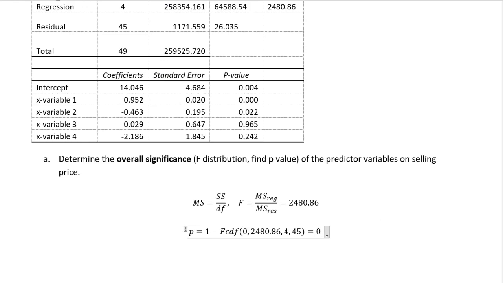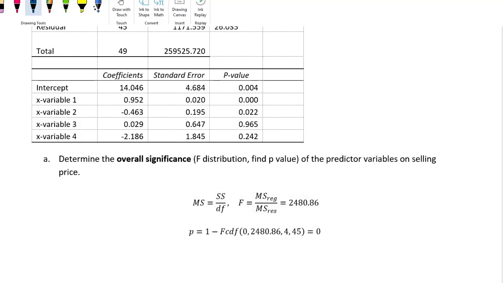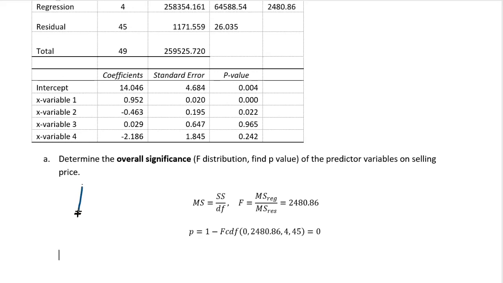Okay, but you still need to show this calculation, and you also need to show the graph to explain why you need the 1 minus. The graph of the F distribution looks somewhat like this, and it goes from 0 until this value here, 2,480.86. So make sure your answer sheet has this, and the p-value is this shaded area, and that's why you have to subtract from 1.